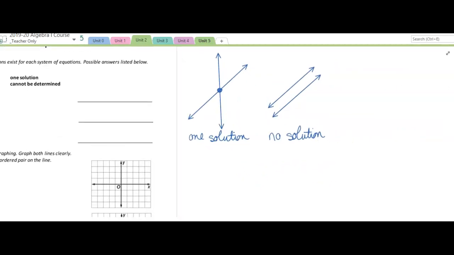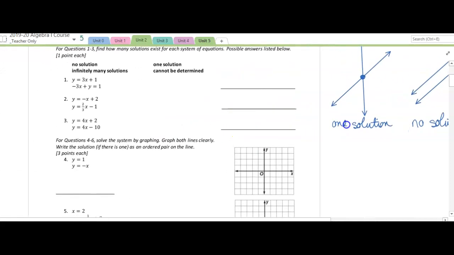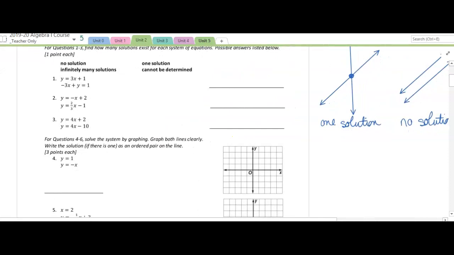Finally, if two lines are one right on top of the other, it's not quite lined up, but you get the idea. There are infinite solutions. They have the same slope, they would be the same line, the same y-intercept, the same equation.